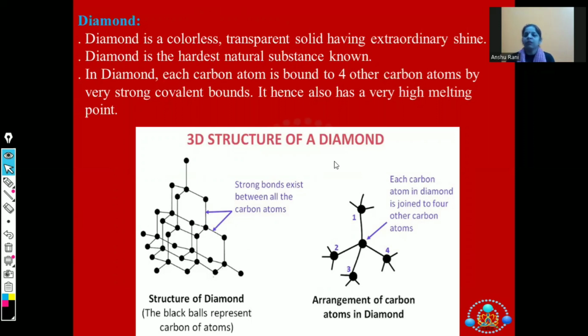In diamond, every carbon is binding with 4 other carbon atoms by making strong covalent bond between them. Hence, it is having high melting point. This is carbon atom. It is sharing 4 electrons with other carbon atoms. In this way, it is tetrahedrally joined with other carbon atoms and it is gaining this type of structure in which bonds are very strong. Every carbon is binding with other carbon, 4 carbon atoms, leaving no electron free. So diamond is bad conductor of electricity. It is not having any free electron.